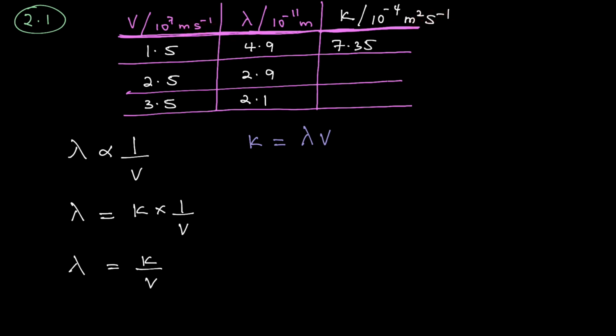So the second one is 7.25, and the third one is 7.35. So these two are very similar. This is slightly different, and therefore the value of k is relatively constant. Not constant for that, because you can see it's not the same as that, but these two are the same. So we can say yes, the relationship is true.